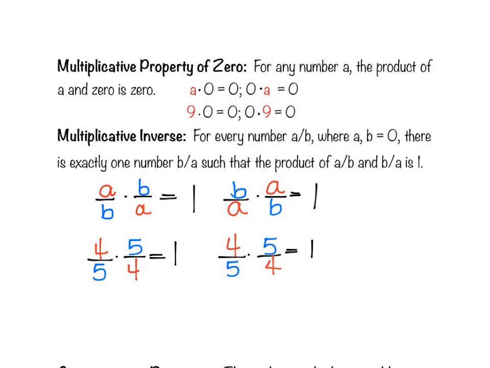Multiplicative property of 0 says this. For any number a, the product of a and 0 is 0. Let's look at some examples. A times 0 is 0, and 0 times a is 0. A numerical example, 9 times 0 is 0. 0 times 9 is 0. Whatever quantity you multiply by 0, the product is going to be 0. That's the multiplicative property of 0.